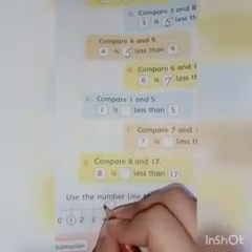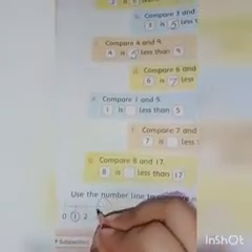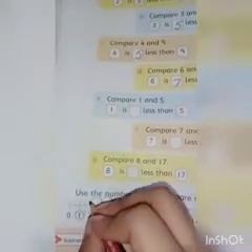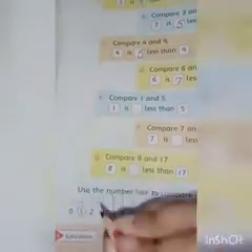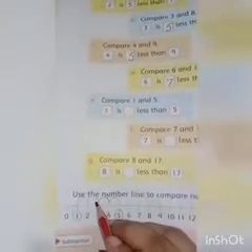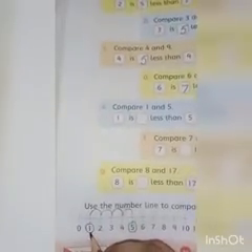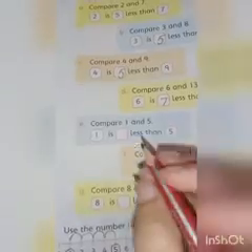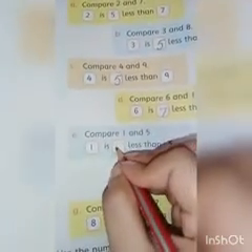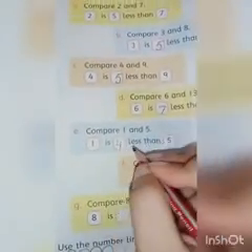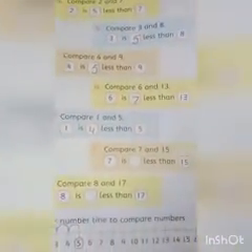1, 2, 3, 4. Students, we jump 4 times to reach at the number 1. So 4 is our answer. We are going to write 4 in the box. 1 is 4 less than 5. Go for the next one.